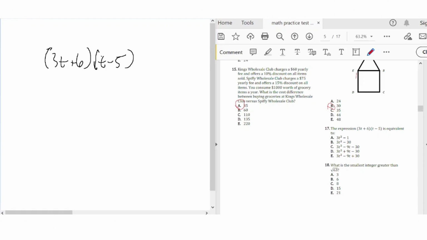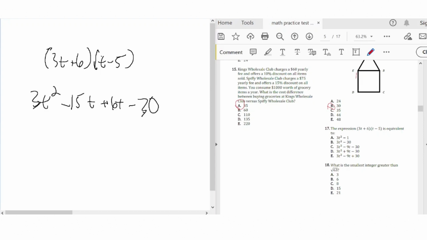Okay, so first thing we're going to do is our first. 3t times t is 3t squared. 3t times negative 5 is negative 15t. 6 times t is 6t. 6 times negative 5 is negative 30. See what I mean about t starting to look like pluses with my handwriting?